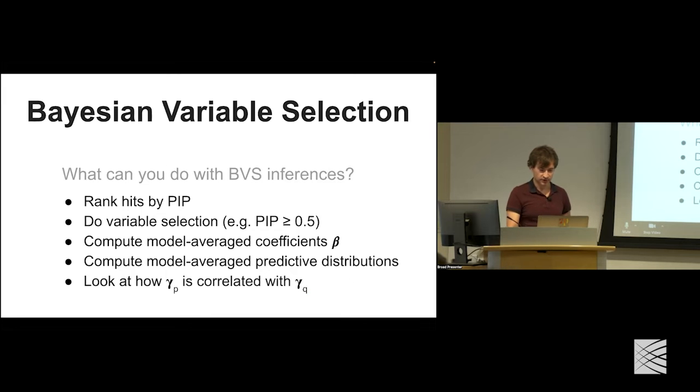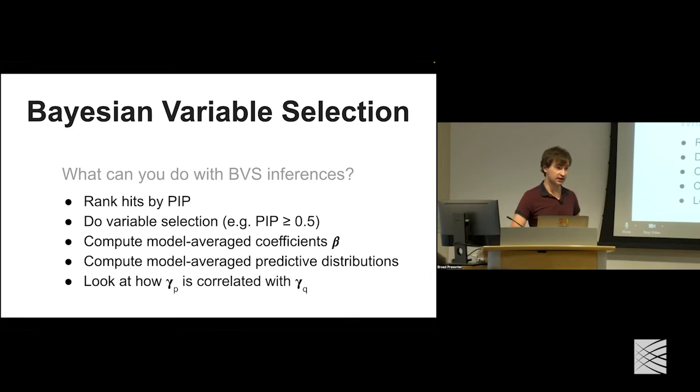Okay, so now that we've discussed what Bayesian variable selection is and a little bit about inference, this leads to the basic question of what we can do once we have these inferences, right? We've done this inference problem, we have PIPs, we have estimates of coefficients and so on. What do we do next? First of all, one very useful thing you can do is just rank the hits by your PIP, right? So now you have this interpretable score of the PIP between 0 and 1. You can use that to rank your hits, which is a sensible thing to do a priori.